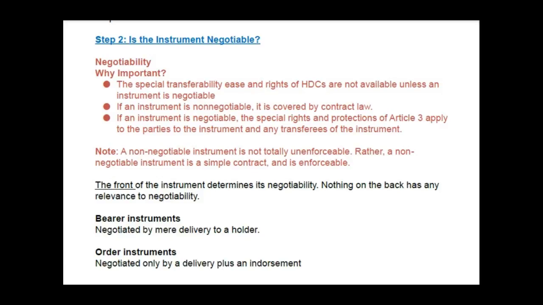So the front of the instrument determines its negotiability. Nothing on the back has any relevance to its negotiability. And then there are 2 types of instruments: bearer instruments and order instruments. A bearer instrument is negotiated by mere delivery to the holder. An order instrument is negotiated only by a delivery plus an endorsement.